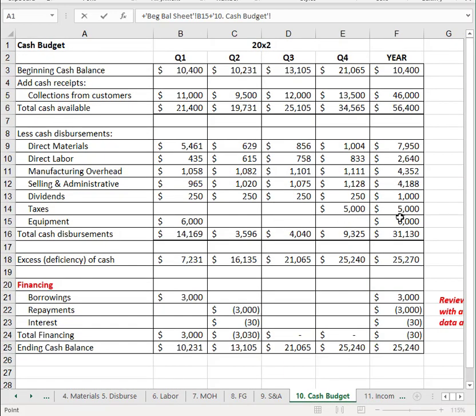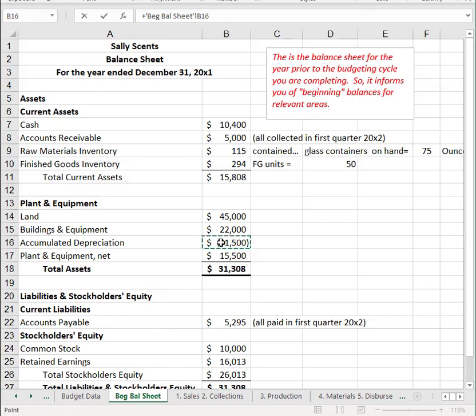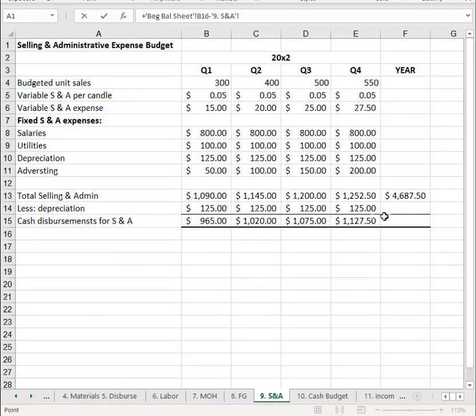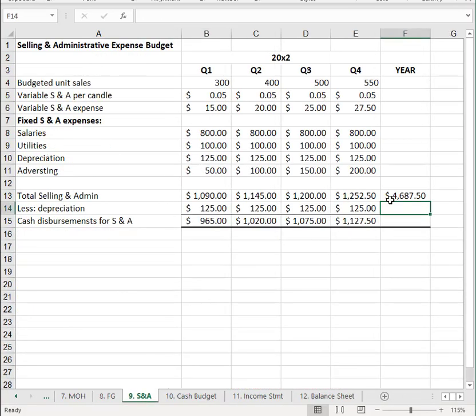Cash budget. Let's see, there it is. All right, so our equipment went up by $6,000. How about accumulated depreciation? We had some depreciation, didn't we? But we had a beginning balance. Let's go grab that. So our beginning accumulated depreciation, and we're going to add to that by doing minus. Minus plus minus makes it go up. And we've got to go find our depreciation in our sales and administrative budget. So wow, we didn't total that up. Well, let's fix that.